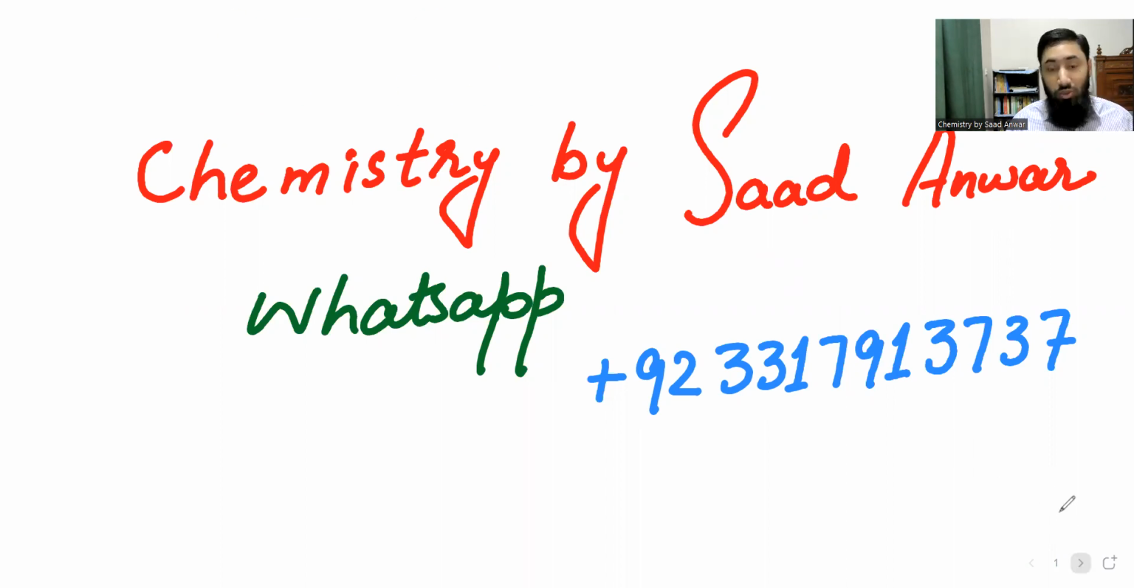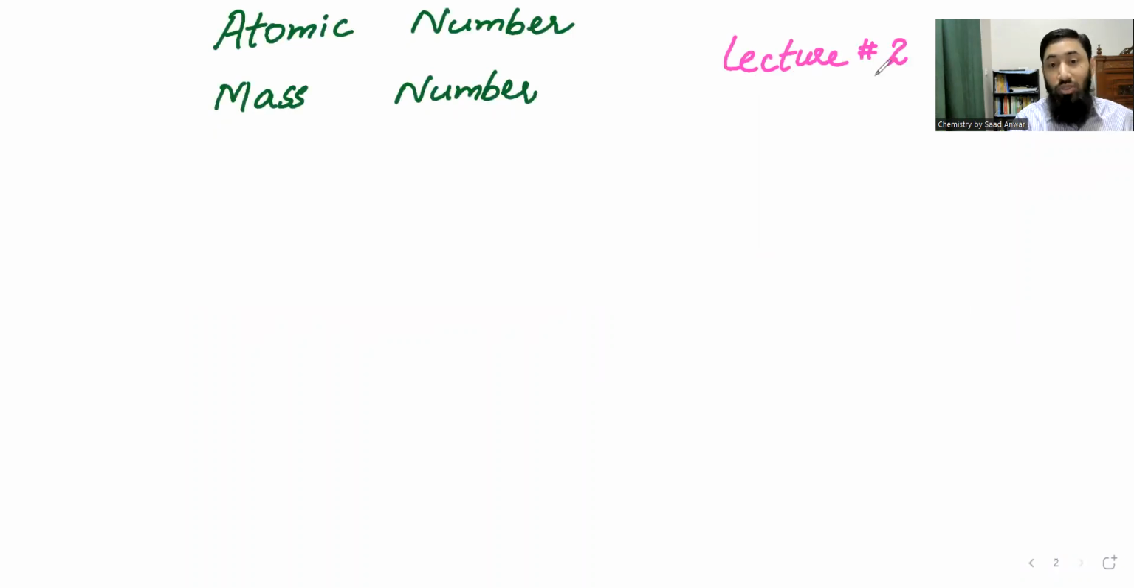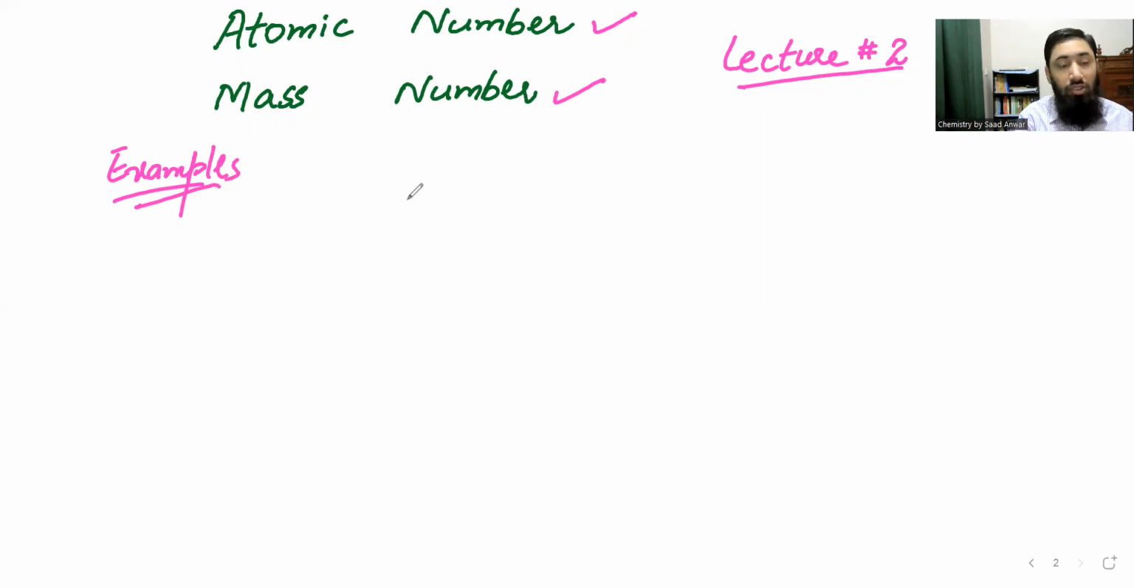Today we are going to discuss lecture number 2, lesson number 2. In our previous lesson, we discussed atomic number and mass number. Today we will discuss a few examples in which we understand what atomic number is and what mass number is. For example, from the periodic table, I have chosen an element whose name is sodium and its symbol is Na.